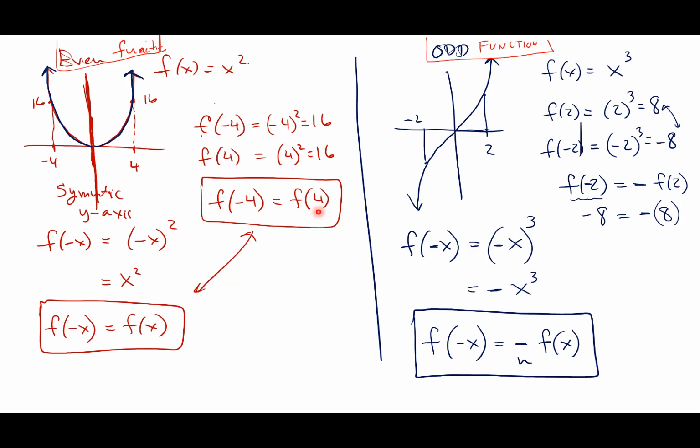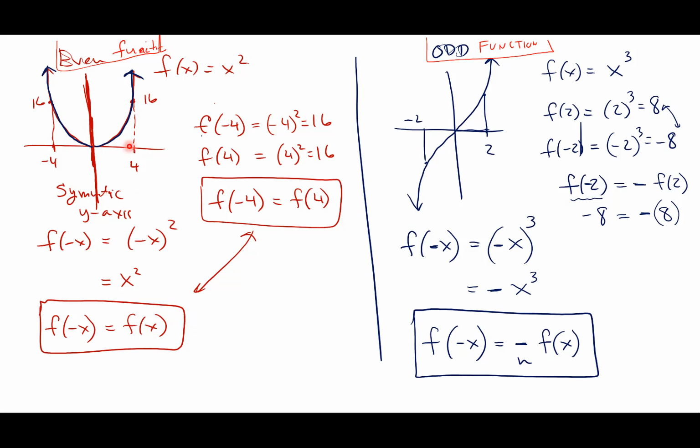Let's do the abstract way. If you plug in f of negative x, a negative x times a negative x gives you a positive x squared. So notice how the negative sign just disappears. And so the way we write it, f of negative x gives you the exact value as f of positive x. The negative sign disappears in this case.